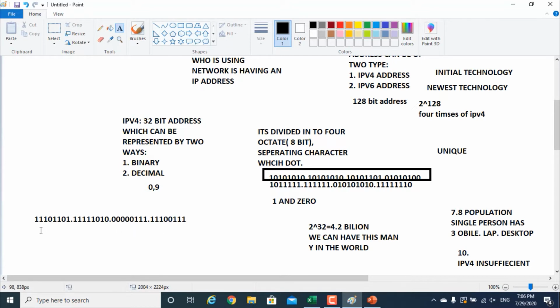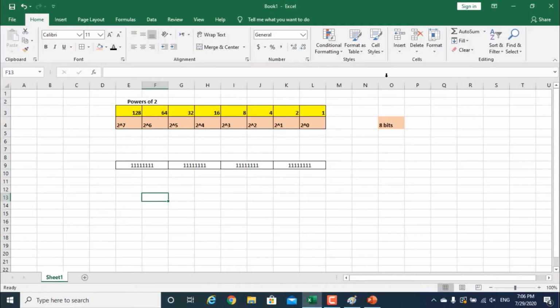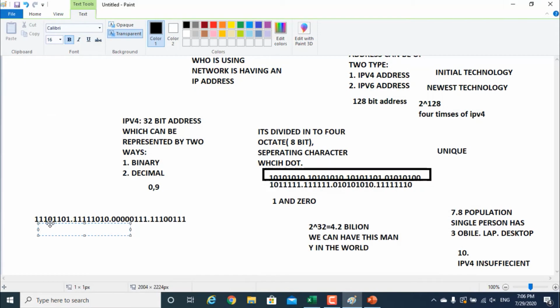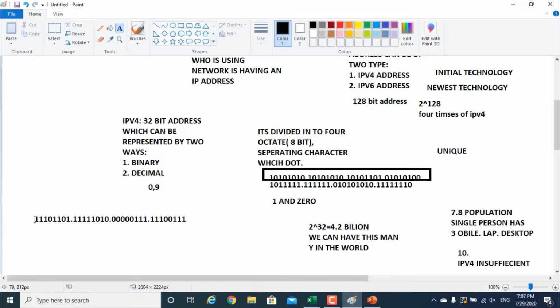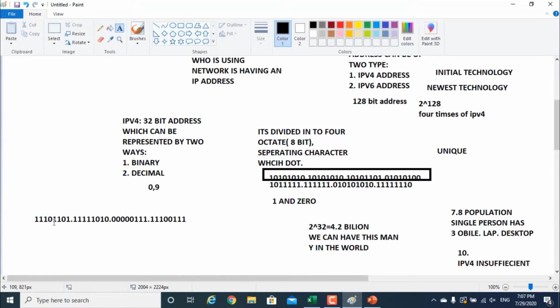For example, we will start from here. This octet has 1111011. You now correspondingly match the location of each bit with its corresponding decimal number. From left to right, we have 128, then 64, and the rest. So see, the first bit is 128, the second bit is 64, the third is 32, and so on. But how to convert it?